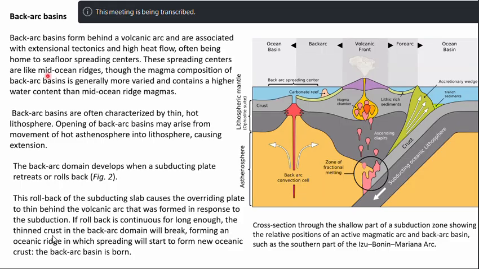So those spreading centers are like mid-oceanic ridge, though the magma composition of back arc basin is generally more varied and contains higher water content than mid-oceanic ridge. It is similar to mid-oceanic ridge, like I said earlier, because it is kind of a pull apart basin. This one is being pulled apart from this, but there's slight difference in them, okay? So they are characterized by thin hot lithosphere. Thin in here, whereby this lithosphere thin opens up this arc basin, allowing parts of this hot asthenosphere to come in here.